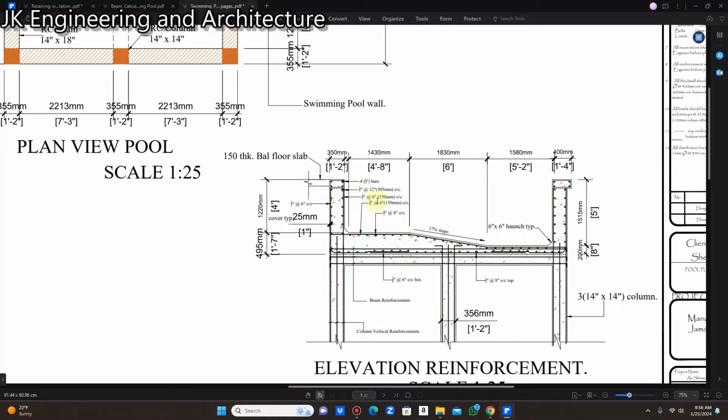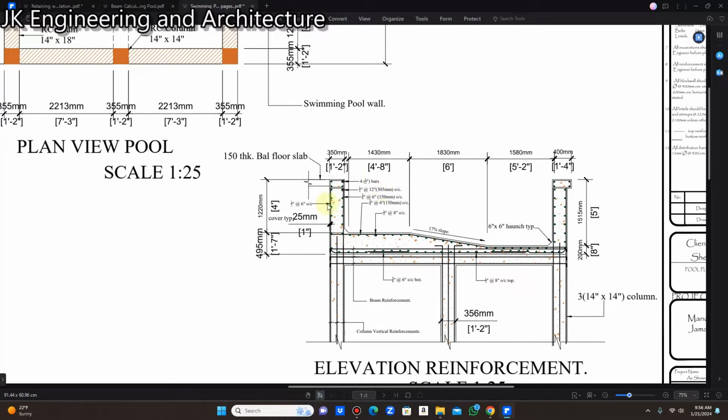The inner face, where the water is going to rest on the wall. On the outer face, the reinforcement is a 1/2 inch spaced at 6 inches on centers. And these bars here, these little dots, these are your distribution bars.